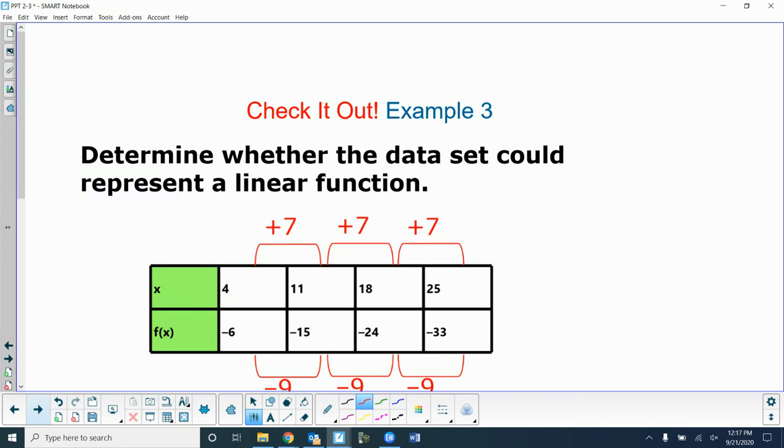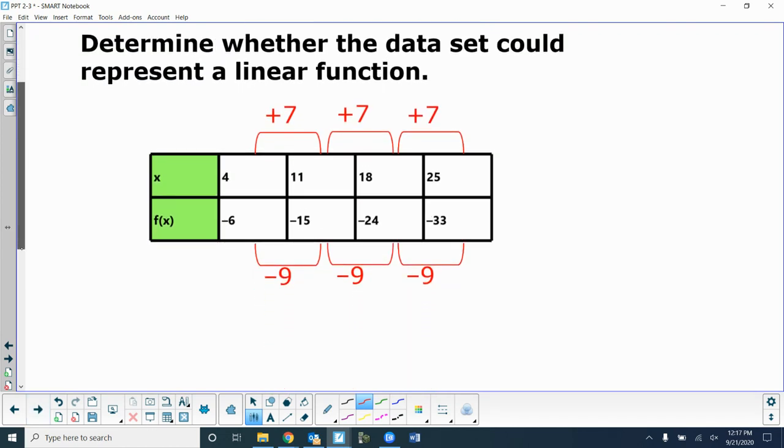All right, this one, determine the data set. Again, change in the y's, negative 9, change in x is positive 7, so negative 9/7 each time. So we would say, yes, that's linear. All right, if they do it vertically for your table, again, it's still the y's, the one on the right, over the x's, the one on the left. And you check that. Okay?